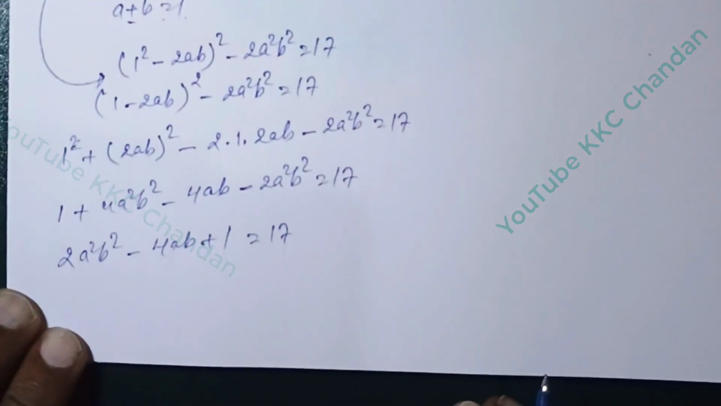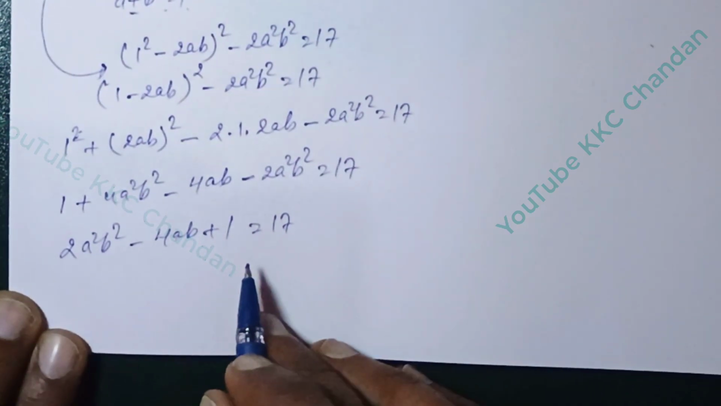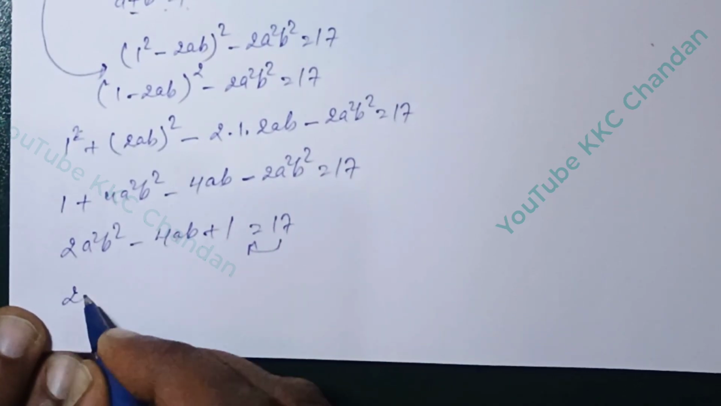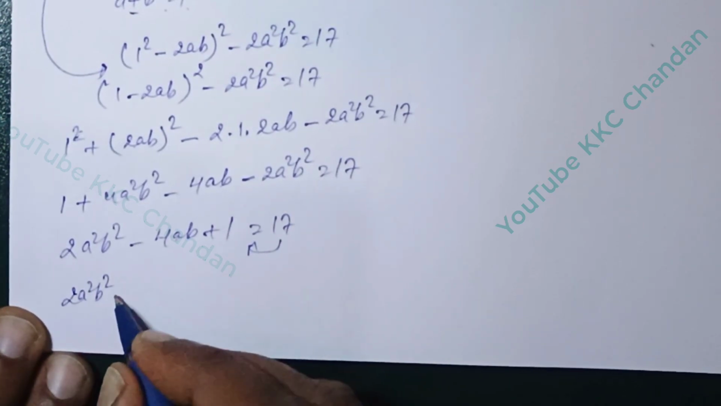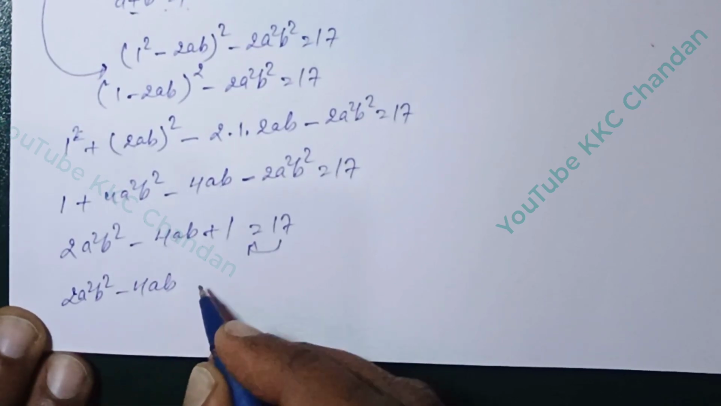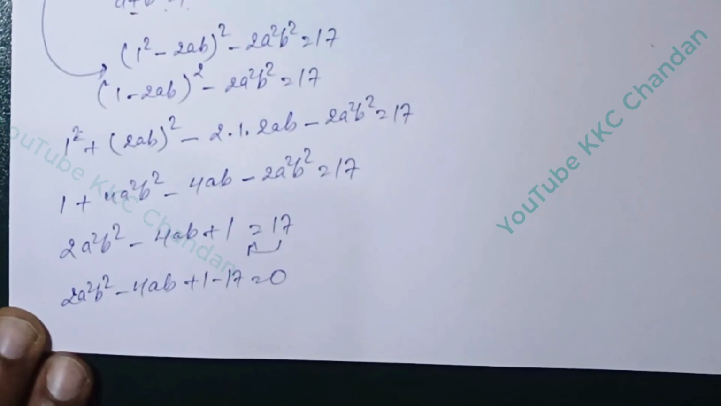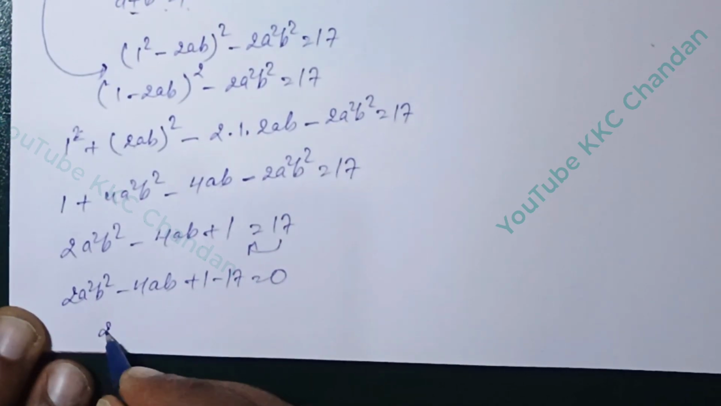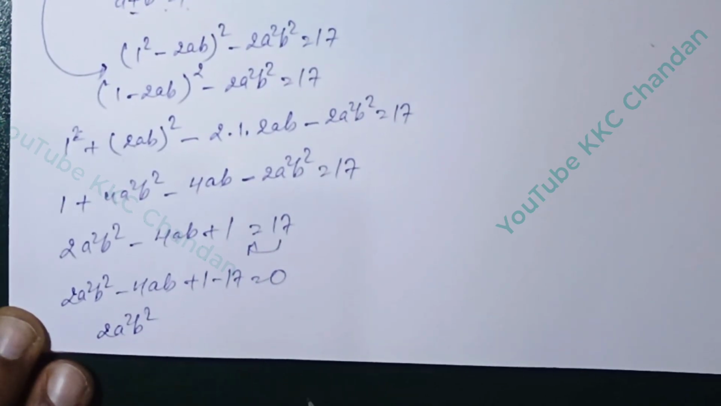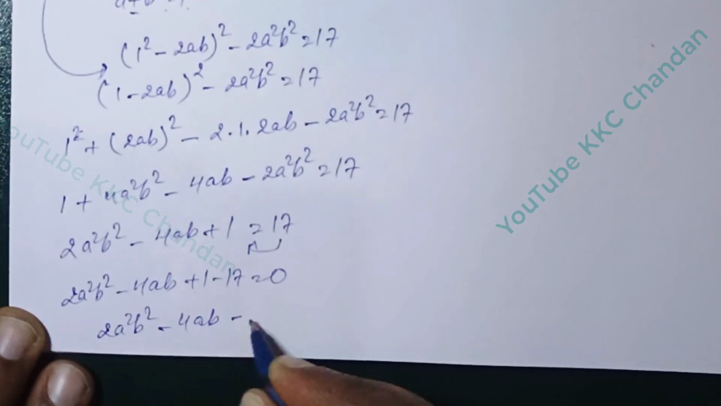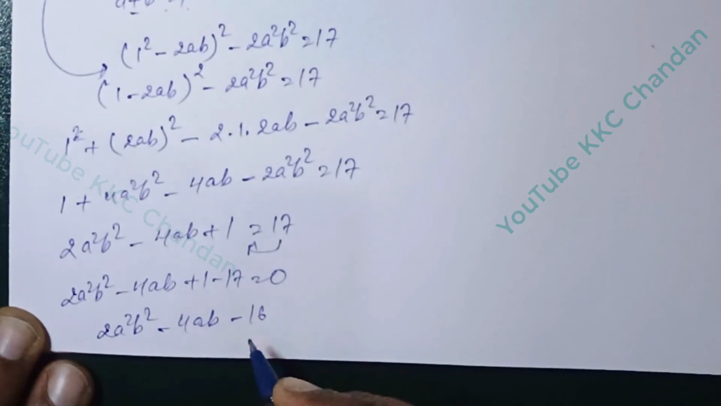After the next step, this 17 comes to this side. See here, 2a square b square minus 4ab plus 1 minus 17 is equal to 0. After the next step, 2a square b square minus 4ab, minus 17 plus 1 means minus 16, is equal to 0.